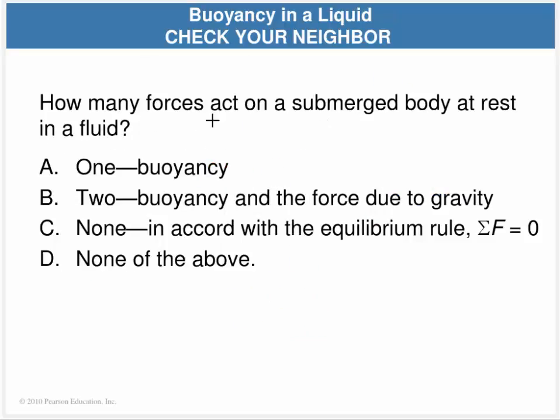So here's kind of a tricky one. Give it a try and then let's talk about it. How many forces are acting on a submerged body at rest in a fluid? Well, we're always going to have the weight acting downwards, and it's submerged, so we know there's going to be a buoyant force on that. And so you might have been tempted to say 1 or none, but actually there's going to be 2. There's going to be buoyancy and the force due to gravity.